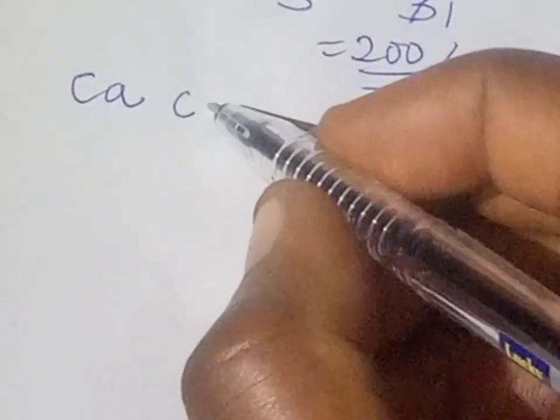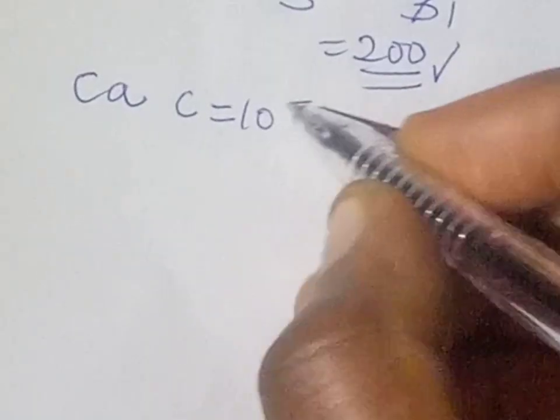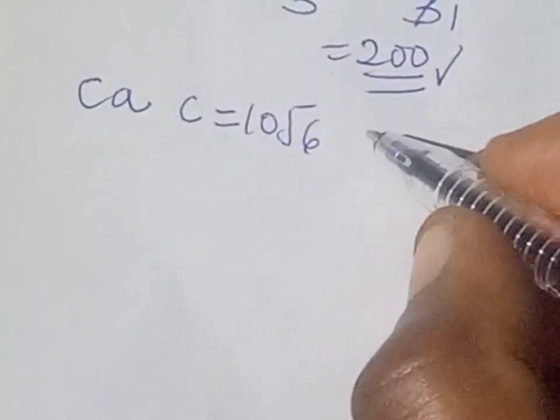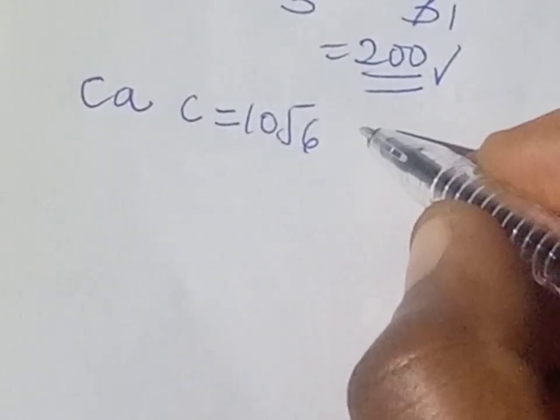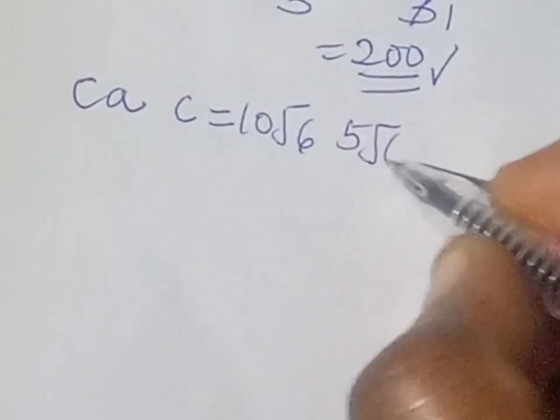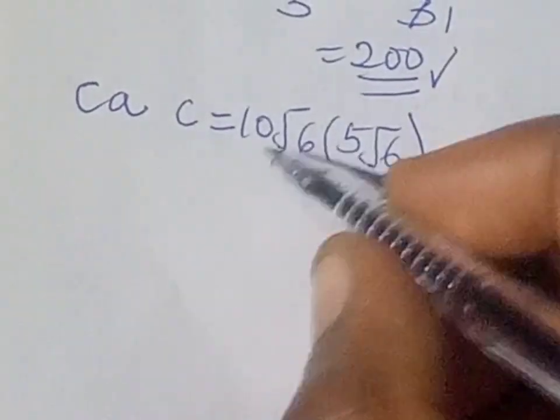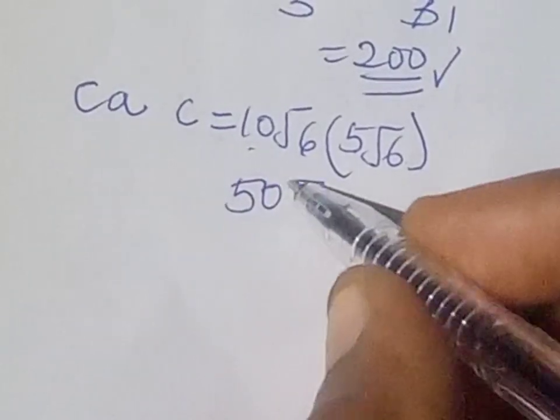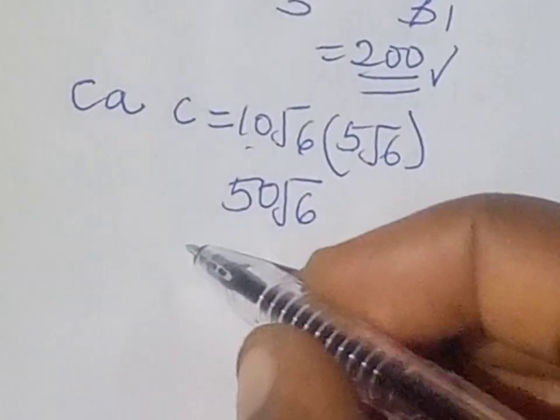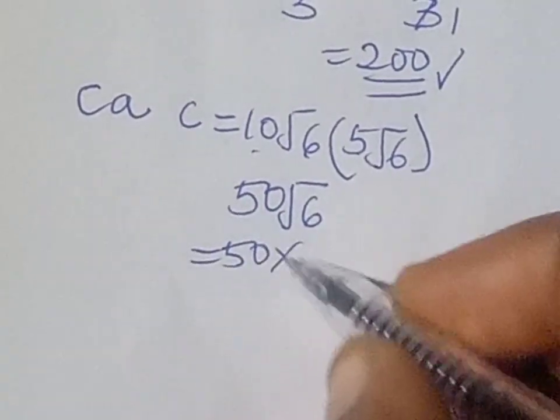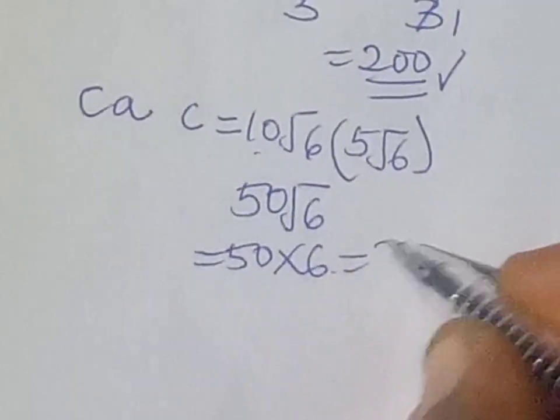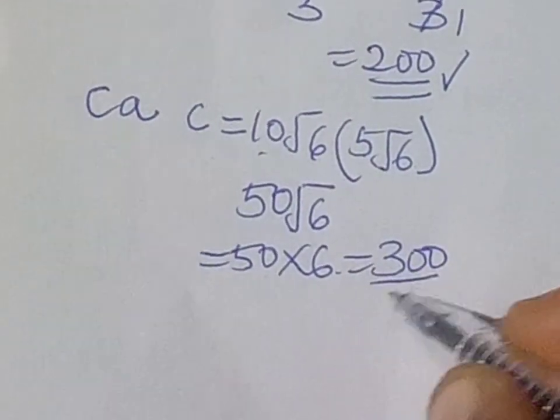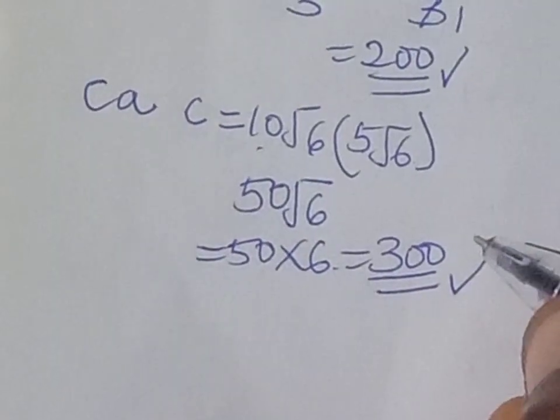Finally, let's check for our CA, where our C equals 10 root 6 and our A equals 5 root 6. By the time you multiply the two together, 10 times 5, 50. So we have 50 root 6 times root 6, which will give us what? 50 times 6. 50 times 6 equals 300, which is perfect.